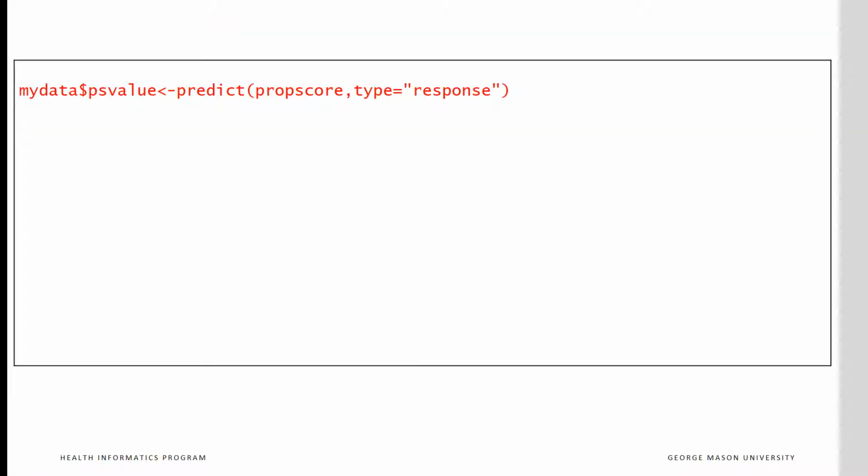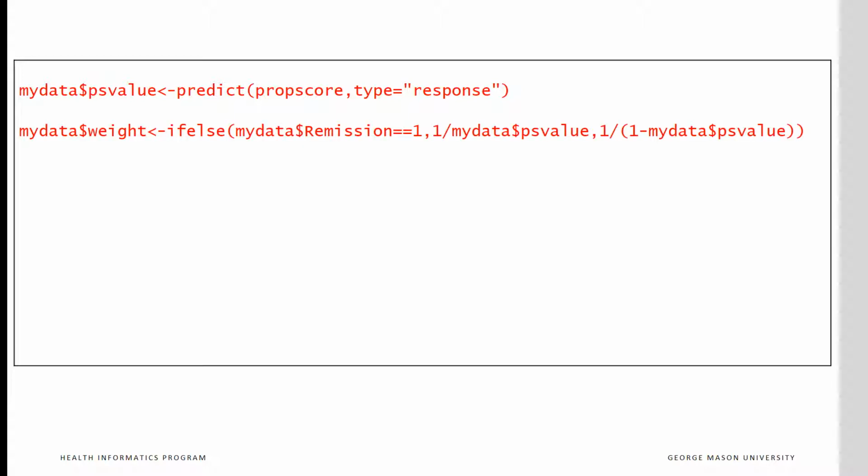Here we show you in 3 steps how to weigh the data using R. In the first step, the R code attaches predicted propensity scores to the data frame. This is obtained from previous regression of treatment on patient characteristics. The predicted response from the regression is attached to the data frame.